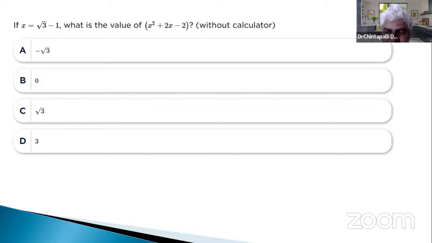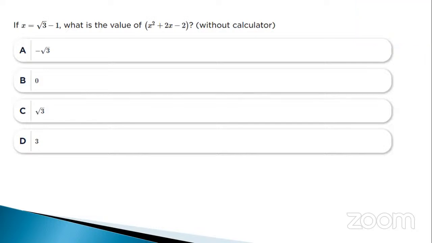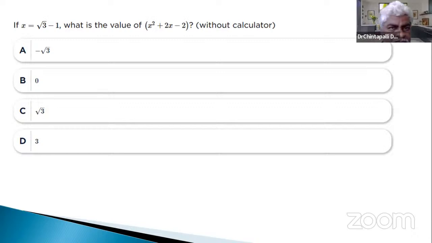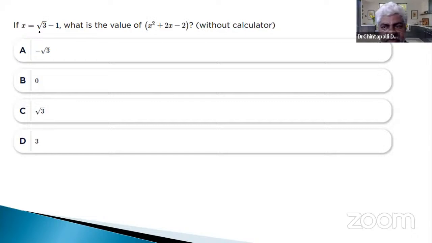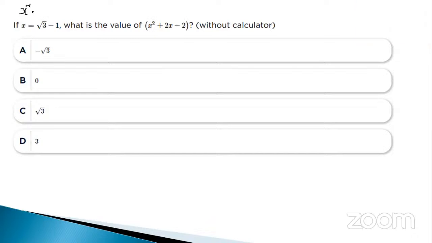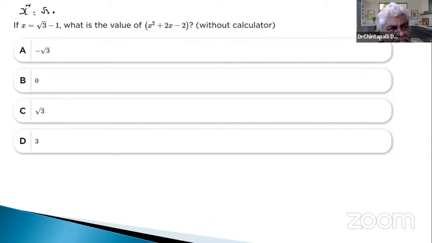One method is to plug in √3 - 1 in the place of x. What happens? x is equal to √3 - 1. So squaring on both sides, x square is equal to (√3 - 1) whole square, right?